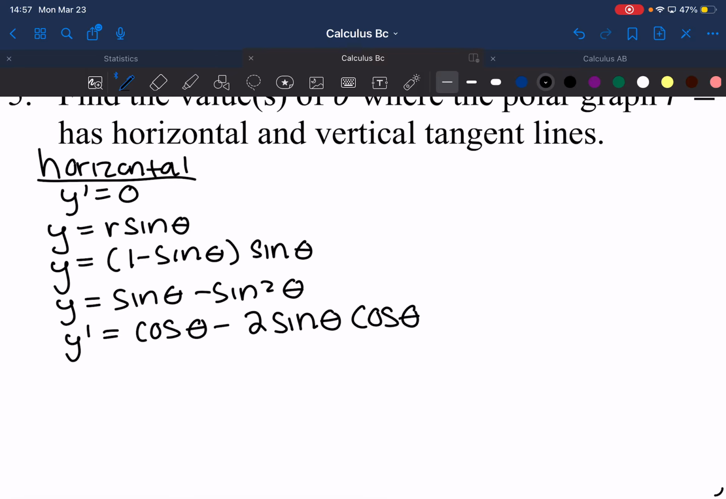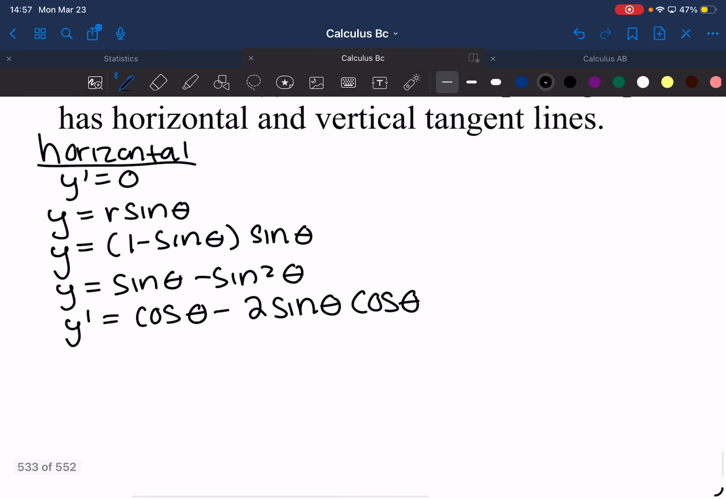And then the next part I'm going to do is see if I can take out a GCF. And that GCF I can take out would be what? Cosine. So I have cosine theta times 1 minus 2 sine theta. And then from here, I can set each of them separately equal to 0. So I can do cosine theta equals 0.